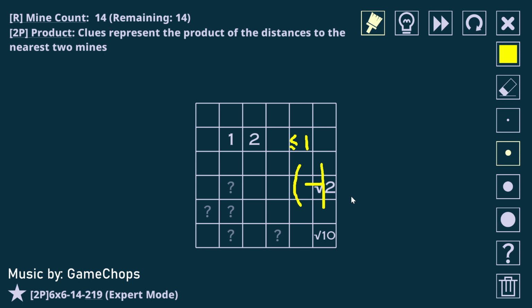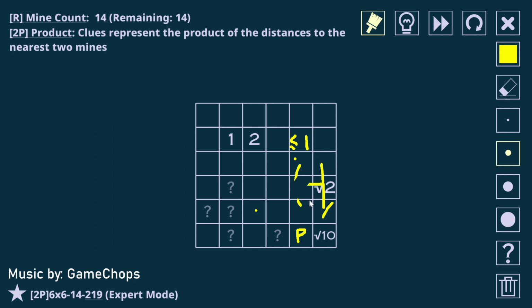Oh, I think I got it. Actually, do I got it? I was like, can this be a mine? If it was, it's the only one that's a distance of 1 away, so you must have one that's a distance of root 10 away. So anything between that, not mine. Not mine, not mine.